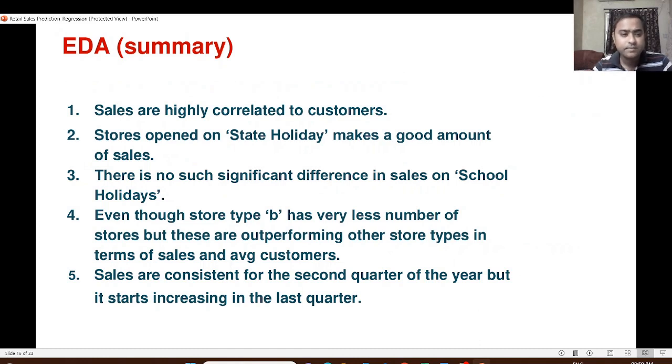Now in the summary, number 1, sales are highly correlated to customers. Number 2, stores open on state holidays make a good amount of sales. Number 3, there is no significant difference in sales on school holidays. And number 4, even though store type B has very few stores, it outperforms other store types in terms of sales and average customers. And number 5, sales are consistent for the second quarter of the year, but start increasing in the last quarter.